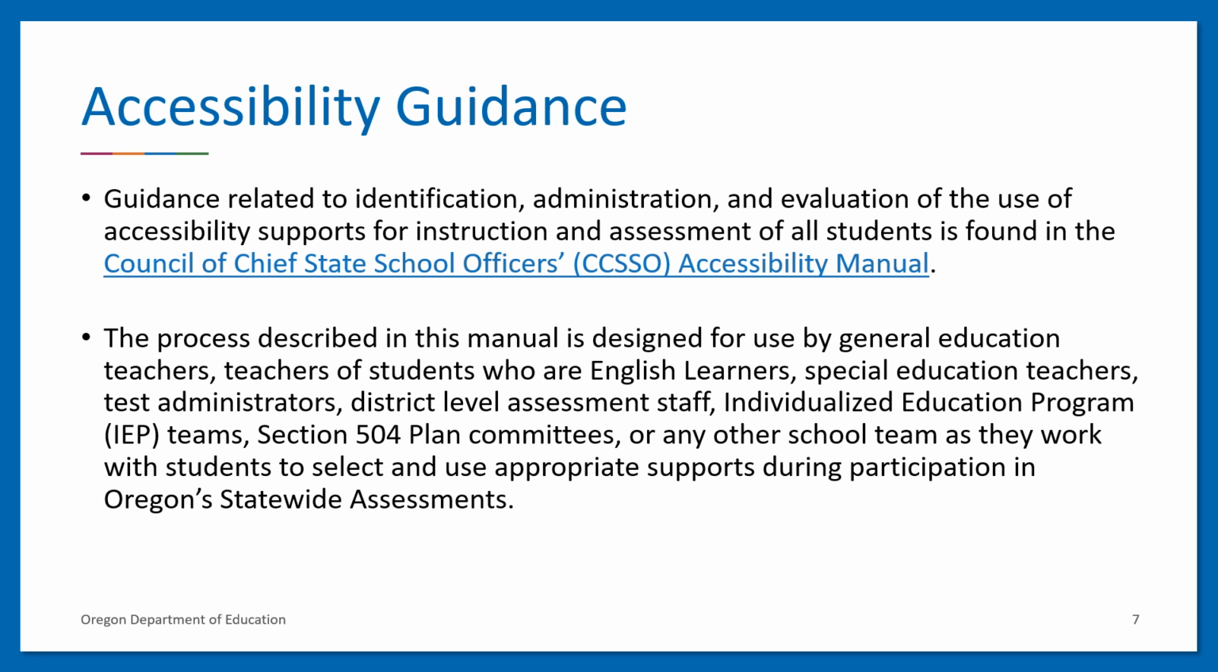Having familiarized your student teams with the requirements associated with the use of the 3 tiers of accessibility supports, we turn our attention to some of the practical tasks involved in the process: the identification or selection, administration, and evaluation of accessibility supports. For those purposes, we recommend that teams consult the Council of Chief State School Officers Accessibility Manual, specifically Section 3, the 5-step decision-making process, and the Tools section.